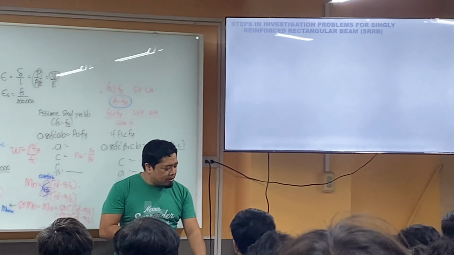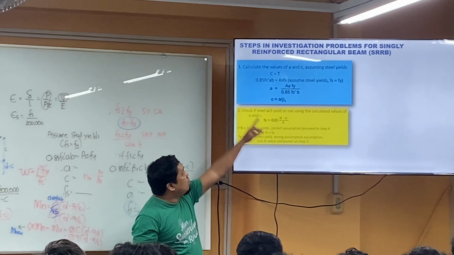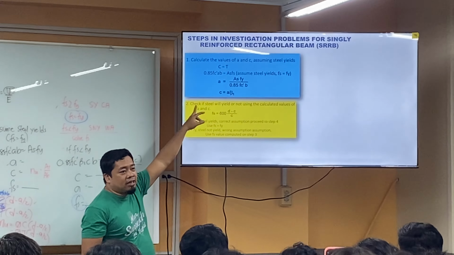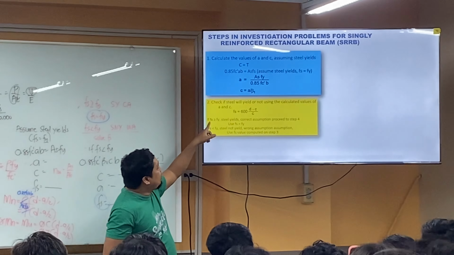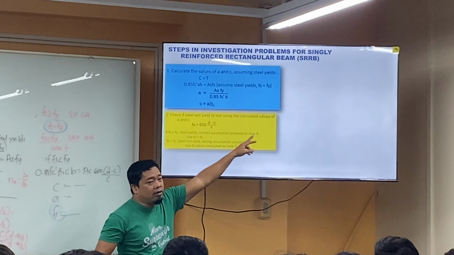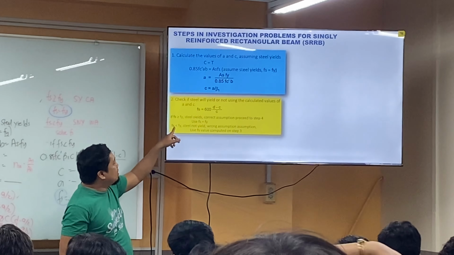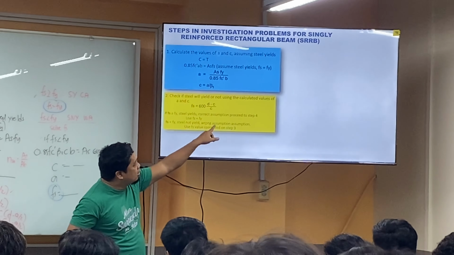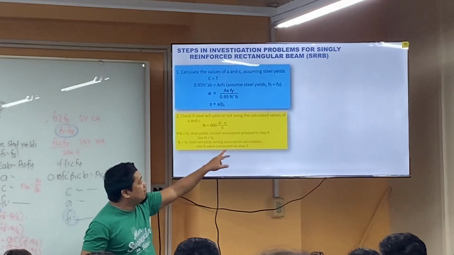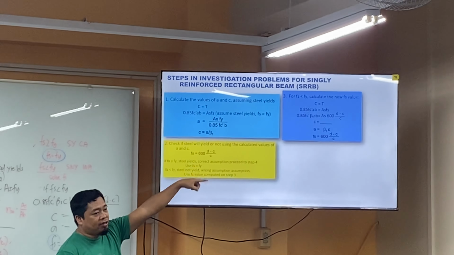Then, for a design or investigation problem, what do you want? Investigation: assume steel yields, you set Fy, you get a and c. After that, stress check, check c, Fs. If your Fs is more than or equal to Fy, meaning the assumption that steel yields is right, proceed to step number 4, wherein you use Fs equal to Fy. Clear? If your Fs is less than Fy, it does not yield, so from the assumption, use the Fs value computed in step number 3. That is why in step number 3 you solve for the new Fs.